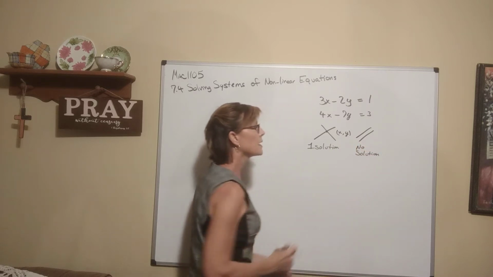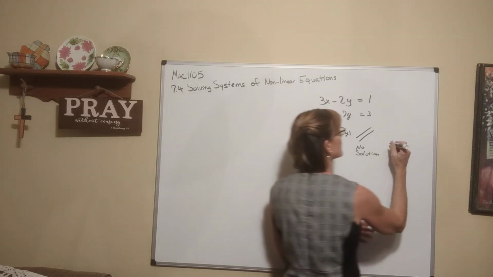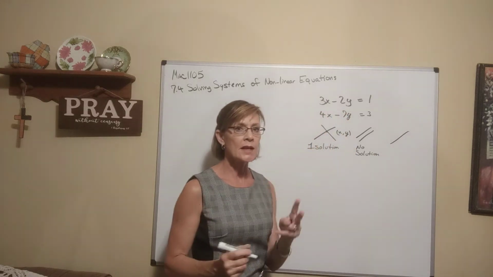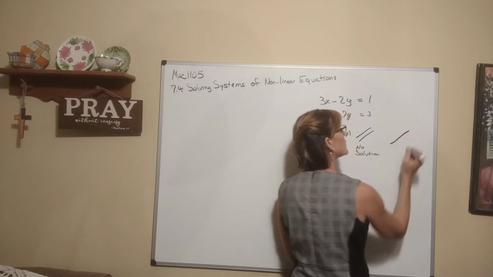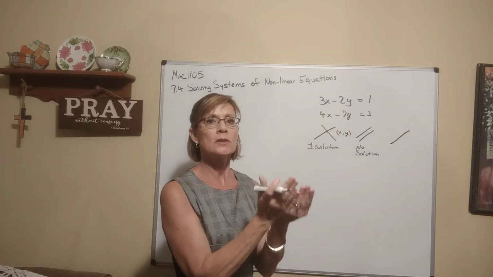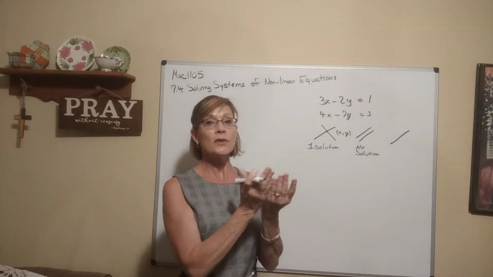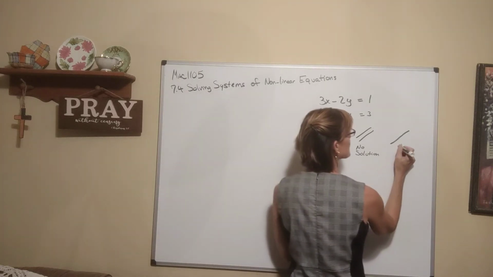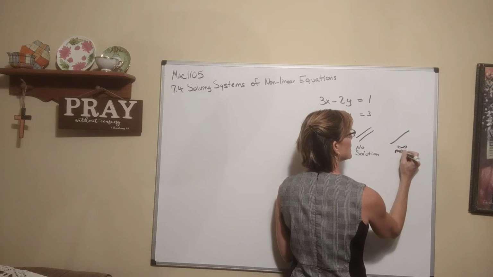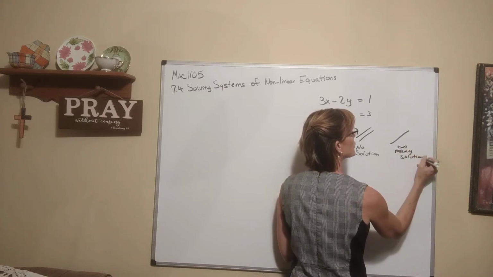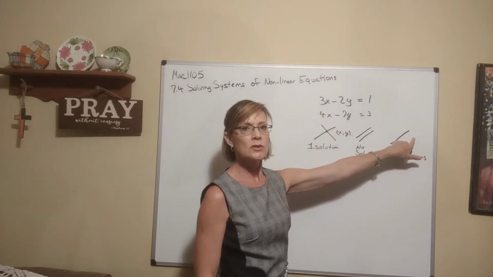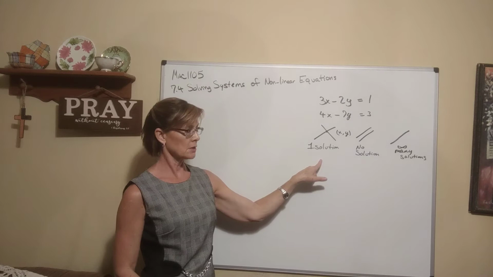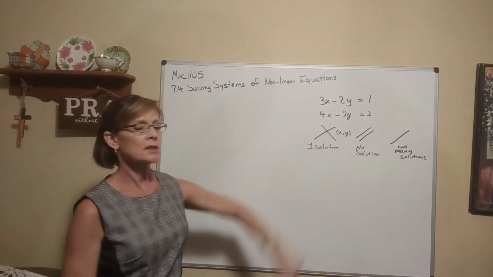Or the third thing that could happen is you could graph the first line, and then you could graph the second line, and the second line would lie exactly on top of the first line. So how many places are those guys touching? They're touching infinitely many places, and so this one has infinitely many solutions. Other words you may have heard, this is called a dependent solution, and this one's called an independent solution. That's a linear system of equations.